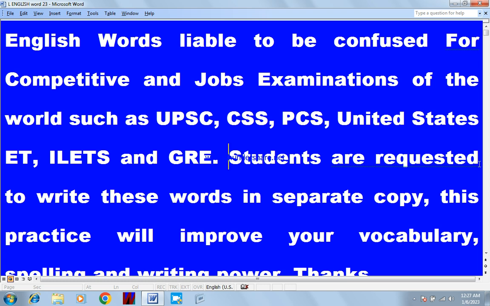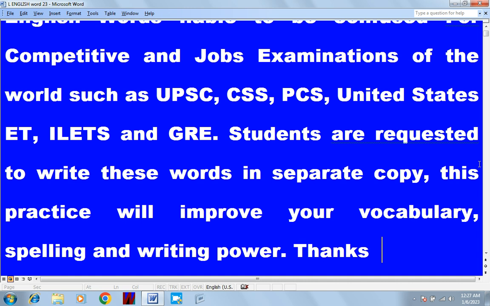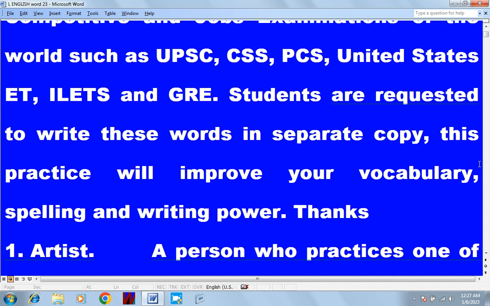Students, all students are requested to write these words in separate copy. First listen and then write. In separate copy, this practice will improve your vocabulary, spelling, and writing power, and to some extent changing power. You can change the sentence.